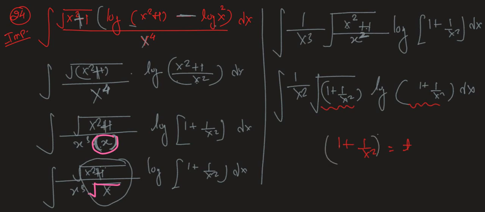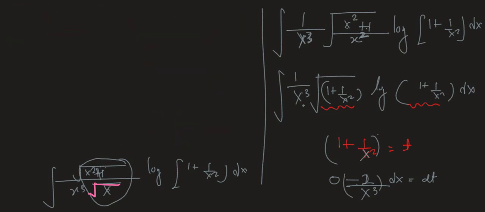Differentiate. The derivative of 1 is 0. What is the derivative of this? We have done it many times. Minus 2 by x cube dx equals dt. You should know this by now. This was x cube. This was x cube. So we kind of have something going on here. See, x cube is already there here, and we are getting it here.